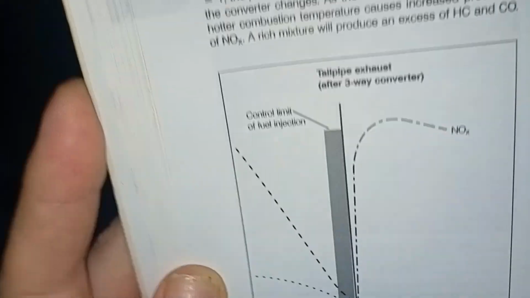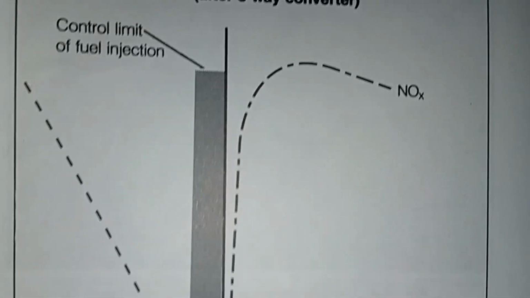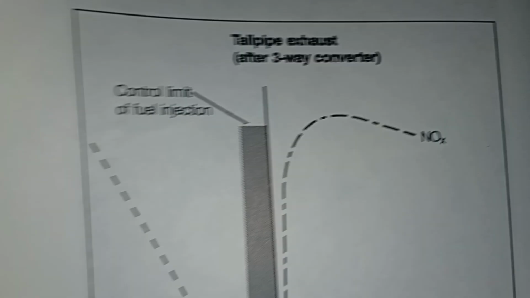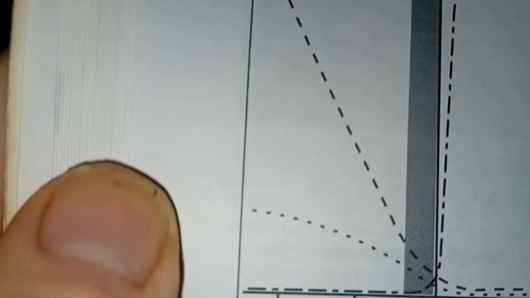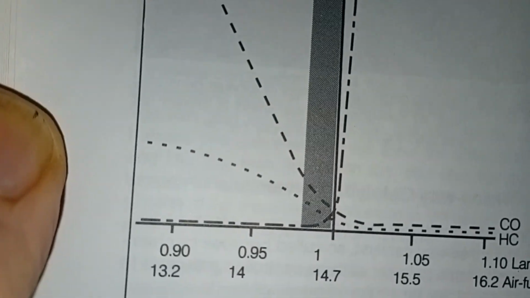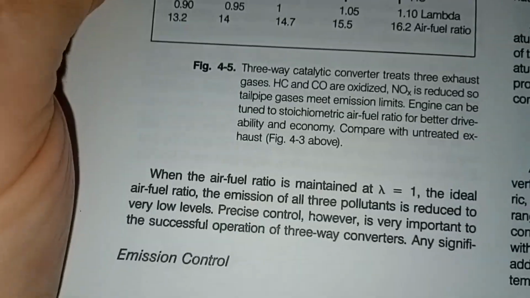So if you've got a lean mix, it's hotter and then you get more nitrogen oxide. If it's a rich mixture, you're just wasting hydrocarbons and you're producing more incomplete combustion products like carbon monoxide.